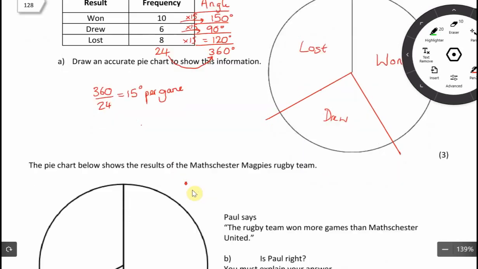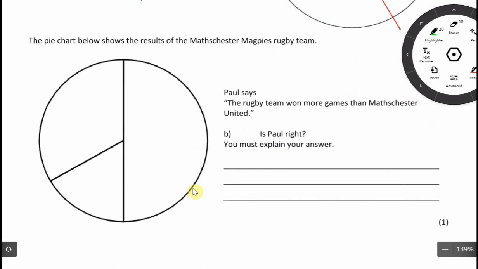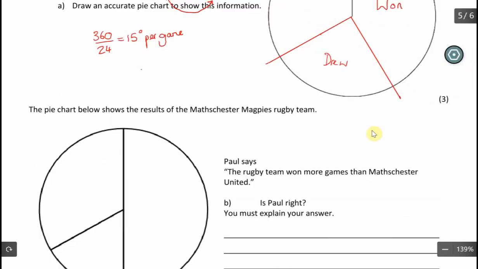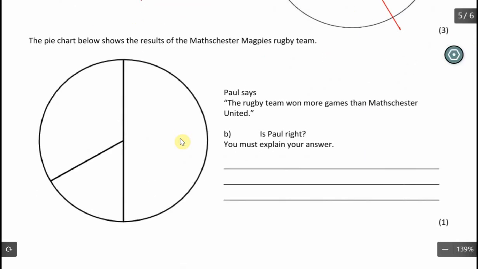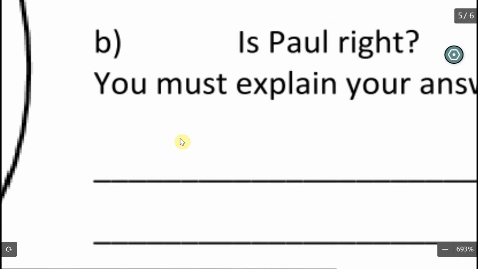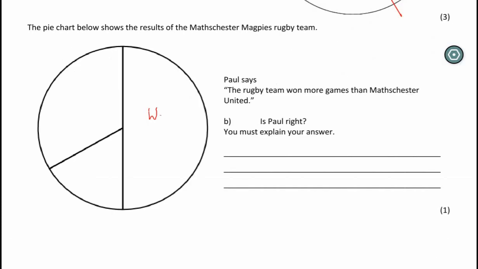Okay, we've then got the results of the Manchester Magpies rugby team. Paul says the rugby team won more games than Manchester United. Is Paul right? So this, I think, is meant to be labelled. That's meant to be labelled won, drew and lost.